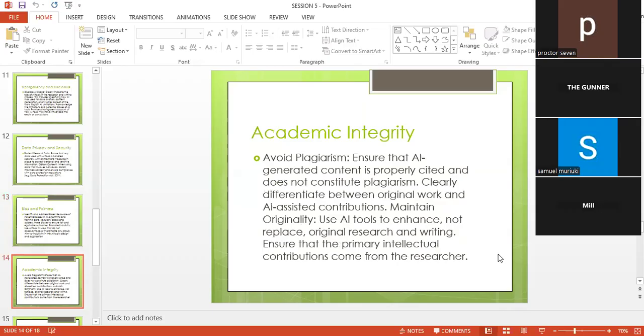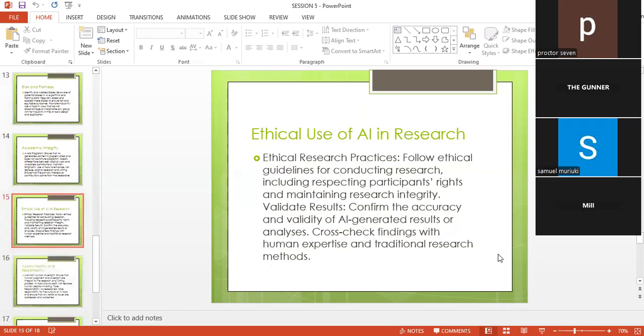Then avoid plagiarism. That's what I've said. Anything you have cited from AI and it belongs to someone else, acknowledge it. Don't use material AI has given you from other people and then you do not cite. That is lack of academic integrity. Ethical use of AI in research. Ethical research practices follow all the guidelines of conducting research, including respecting participants' rights and maintaining research integrity.